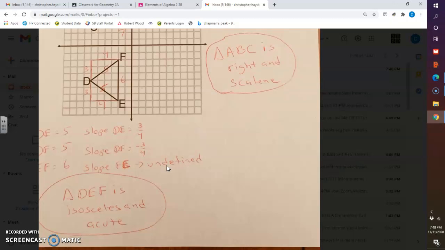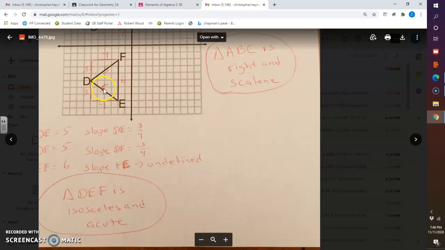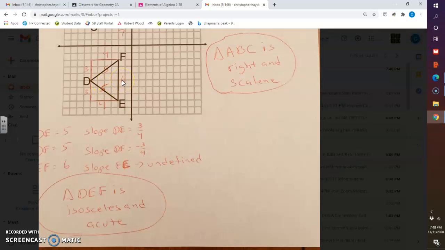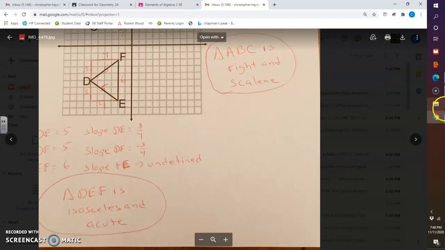So how do we know whether it's acute or obtuse? Here's the hint. 5 squared plus 5 squared is bigger than 6 squared. If you square the two smaller sides and it's bigger than the square of the third side, it's acute. If you square the two smaller sides and it's less than the square of the third side, it's obtuse.